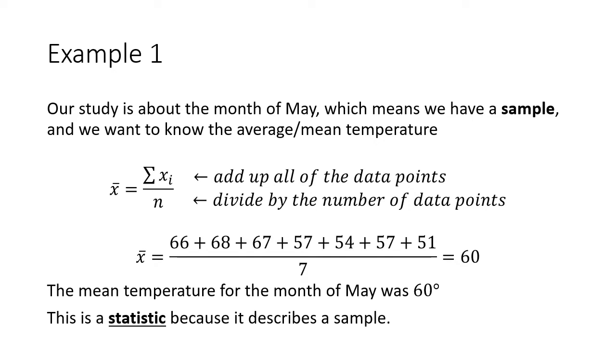Now, because we're missing the data, because we just have a sample, that means that this is a statistic. I made this claim based on limited data, which means that this now is a statistic. The mean temperature for the month of May was 60 degrees is a statistic.